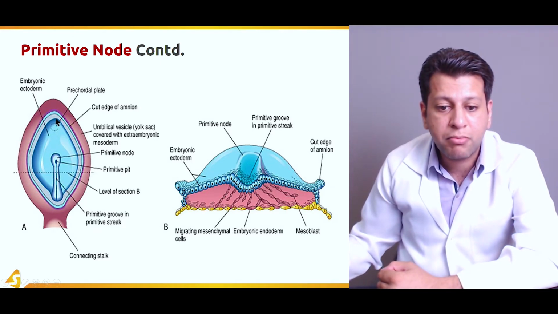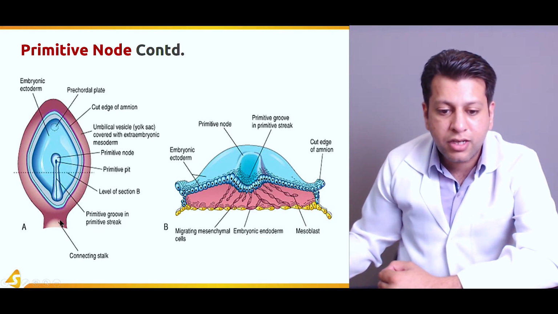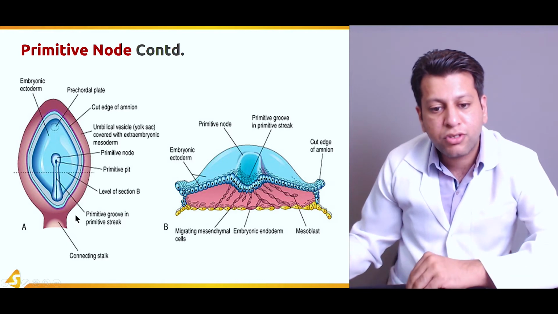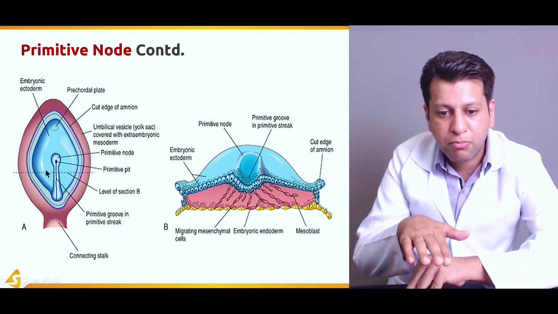This is the precaudal plate. This is the cut edge of the amnion, while this is the connecting stalk. And this is the dorsal view, so the yolk sac will be below this.